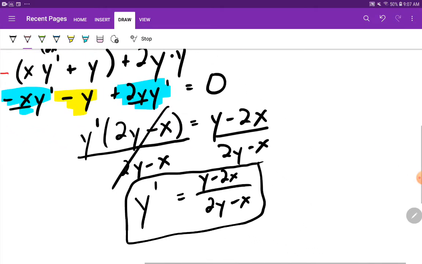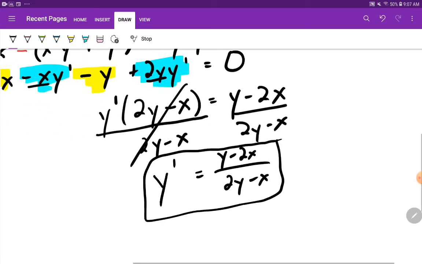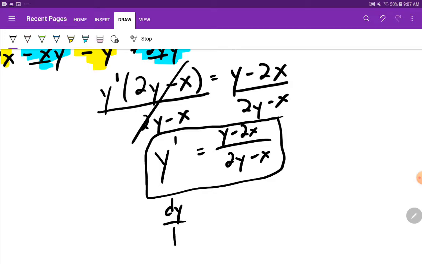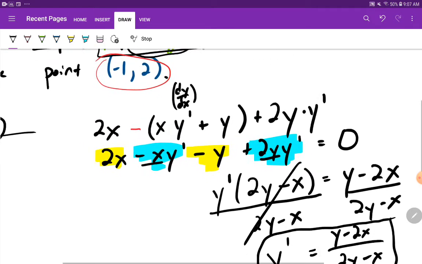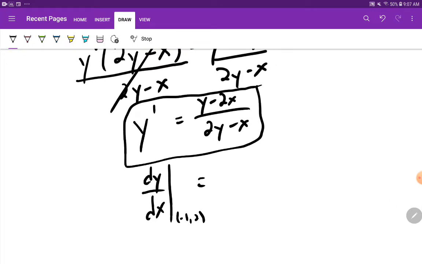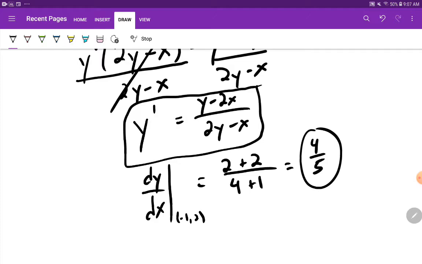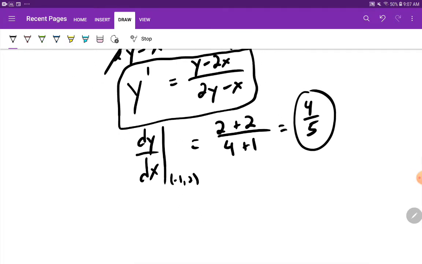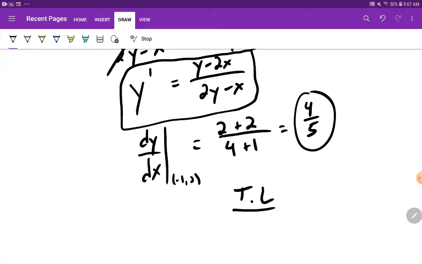And since the point we're interested in is negative 1, 2, we're going to plug that into y prime, right? So here's the notation: dy dx evaluated at negative 1, 2. Let me just double check. Yeah, negative 1, 2. So I'm going to plug in negative 1 for x, 2 for y, so it becomes 2 plus 2 over 4 plus 1. And there it is. That's my slope of the tangent line. So that's 4/5.